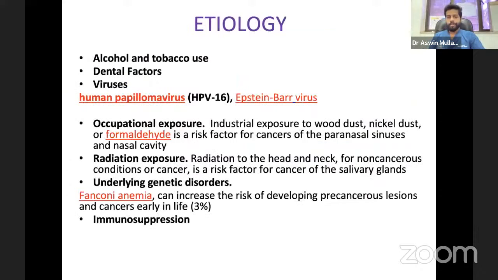Then etiology or risk factors. What are the etiological factors that we mostly see? I will be just briefly going through all those things because, in order to treat the patient, we should know the origin of the disease or the risk factors, and how to avoid them.